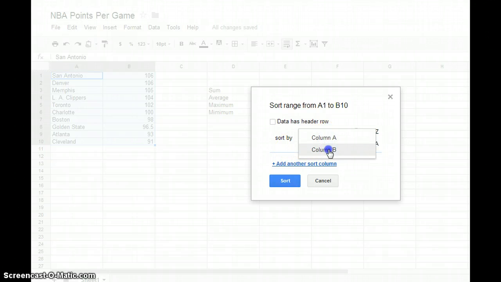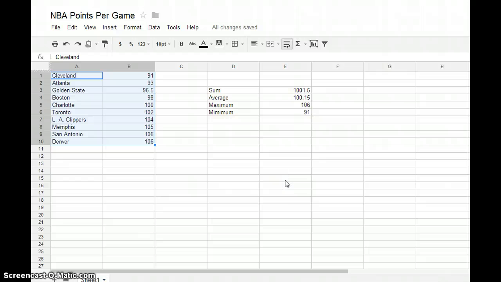I want my column B to be sorted A to Z, which would be from smallest to largest. Right now I have it largest to smallest. I can sort it and bam, there it happens. This would make finding the median and the mode very easy.